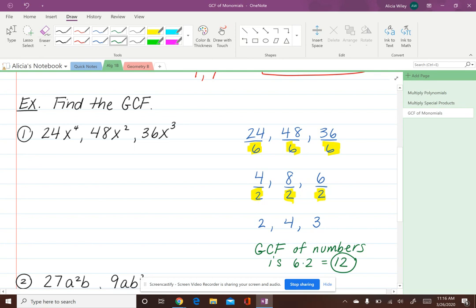Let's talk about the variables. So in the first term, I have x to the fourth.